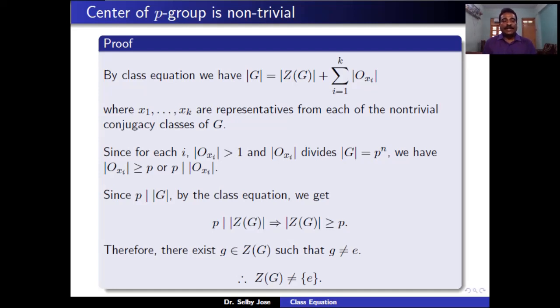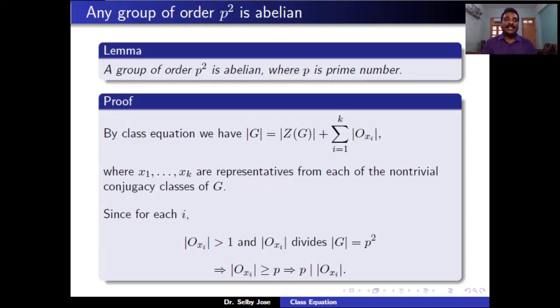Since p divides order of G and since p divides the cardinality of O(x_i) for all i, by the class equation we have p divides the order of the center of G. That means the order of the center of G is at least p. And since p is a prime number, and the least prime number is 2, the order of the center of G is greater than or equal to 2. Therefore, there exists a g in the center of G such that g is not equal to e. Therefore, the center of G is not equal to the identity. So we can use the class equation to prove that any group of order p squared is abelian. Definitely p is a prime number.